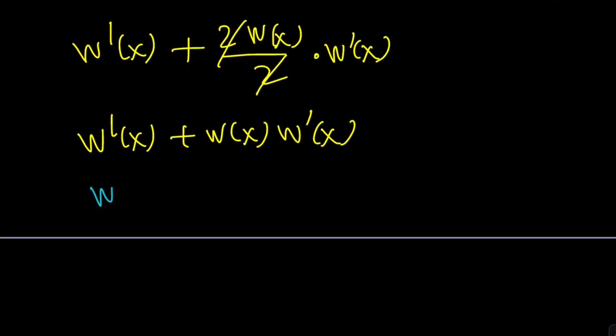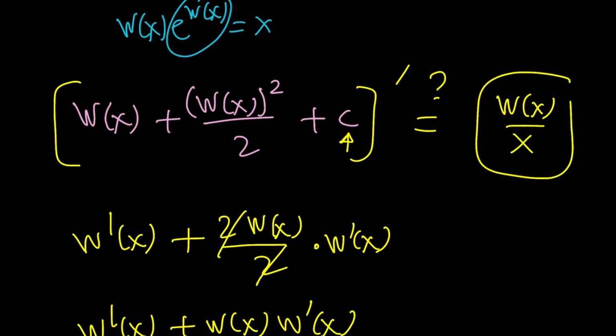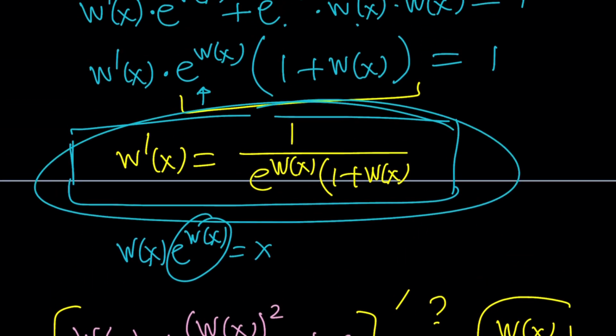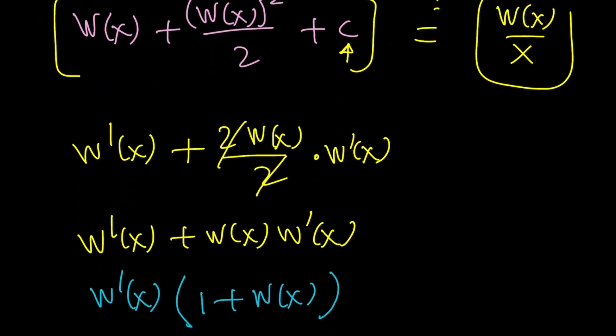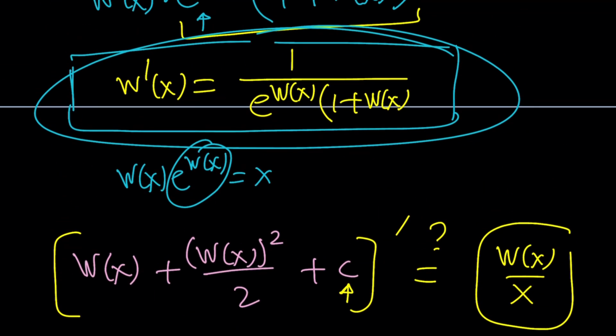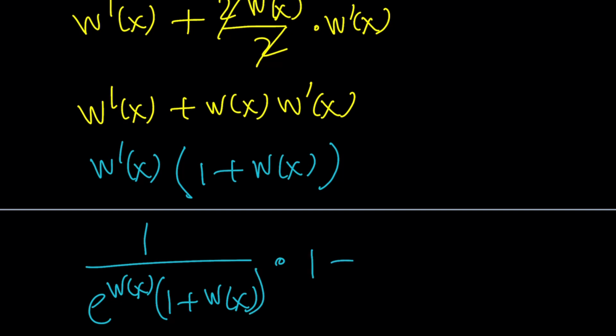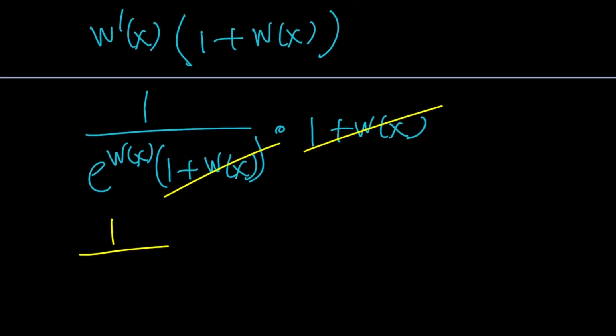We can actually take out w prime, and this is going to give us 1 plus w. And now it's time to use the derivative. What was the derivative of Lambert w? This one. Let's go ahead and use this. Replace w prime with 1 over e to the power w of x times 1 plus w of x, multiplied by 1 plus w of x. And that's going to give you, tada, these two are going to cancel out, and 1 over e to the power w of x.